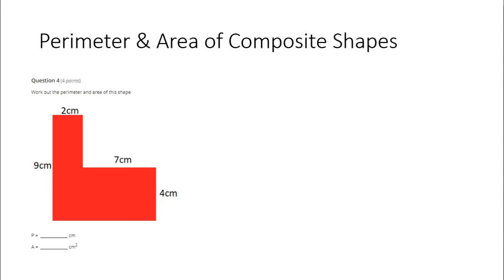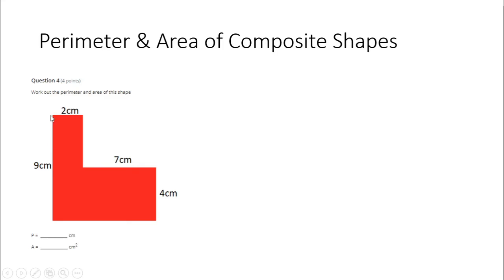Next, we've got a perimeter and area of a composite shape. The composite shape is given here, but we are missing some side lengths. So to work out the perimeter, we're going to have to work out what this length is first. And that vertical length should be compared to the other vertical lengths. The whole height of the entire composite shape is 9 centimeters, while this bottom part is 4 centimeters.